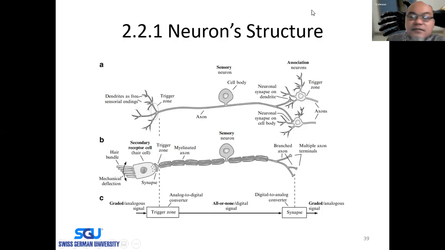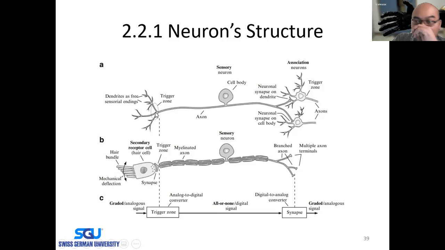So this is the neuron's structure, similar to what we have seen before. This is the dendrites. The dendrites act like a tree-like structure with free sensorial endings. So this is the trigger zone. The dendrites receive, depending on how many connections, from one single other neuron or three other neurons, or from a single muscular cell, for example.